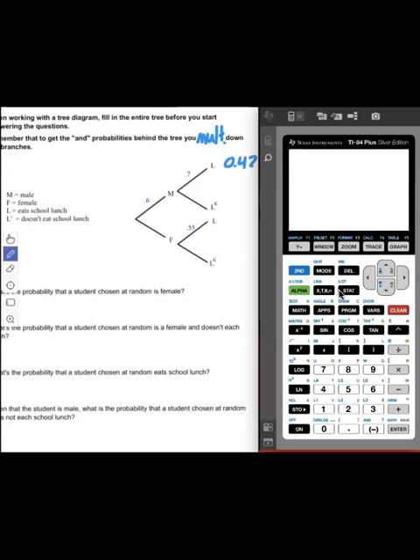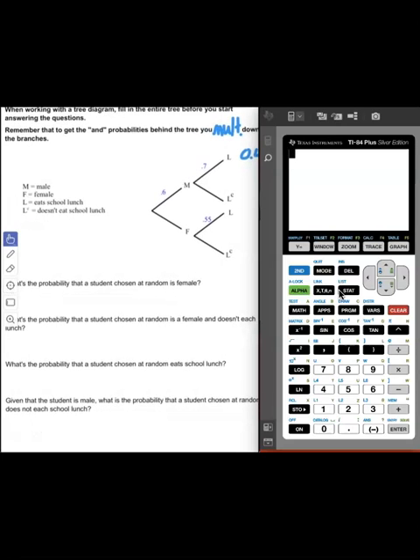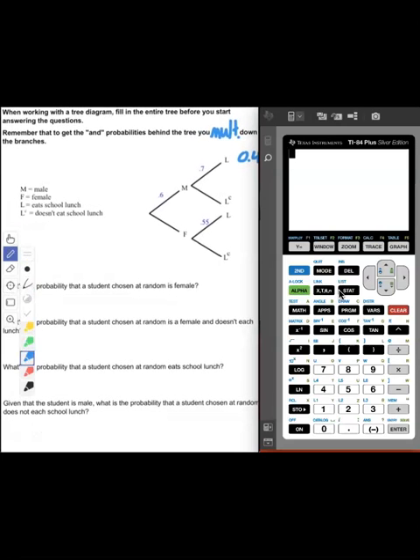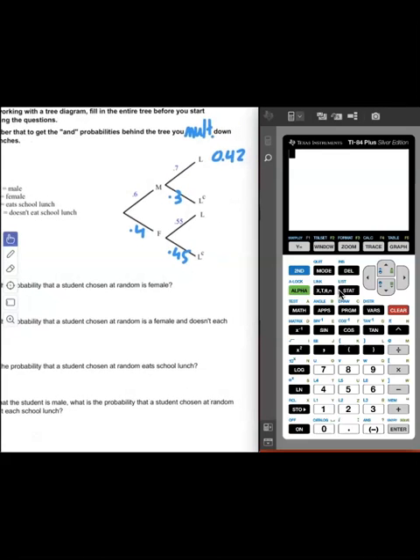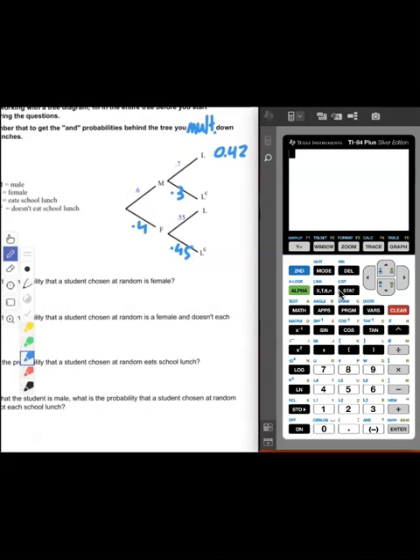All right, so let's fill in the rest of these. Branches of a tree need to make a total of 100%. So if the percentage of people that are male is 60, there's 40% that are female. If 70% of the males ate lunch, 30% did not. If 55 of the females ate lunch, 45 did not. Okay, and then like we said, we want to get our totals here. 0.6 times 0.3 is going to be 0.18.